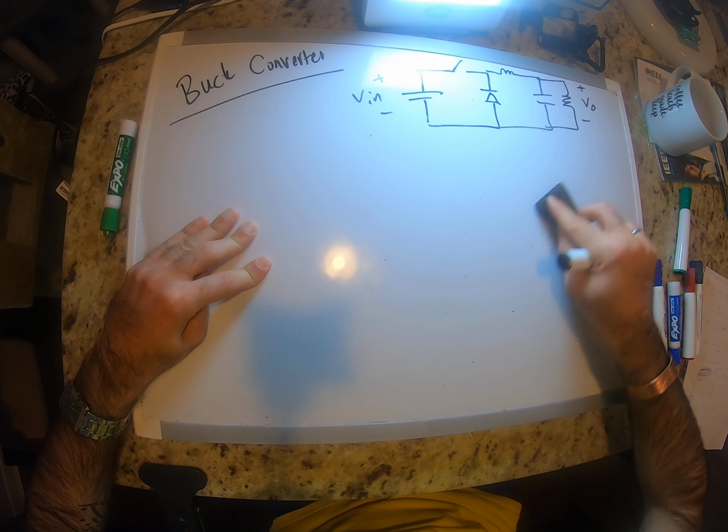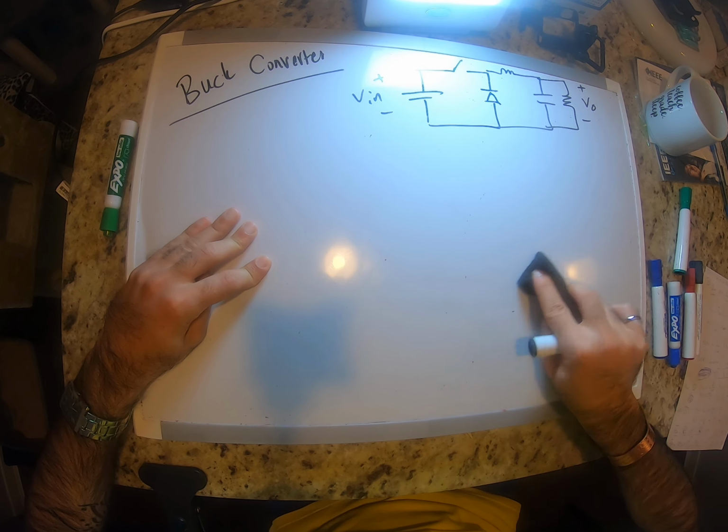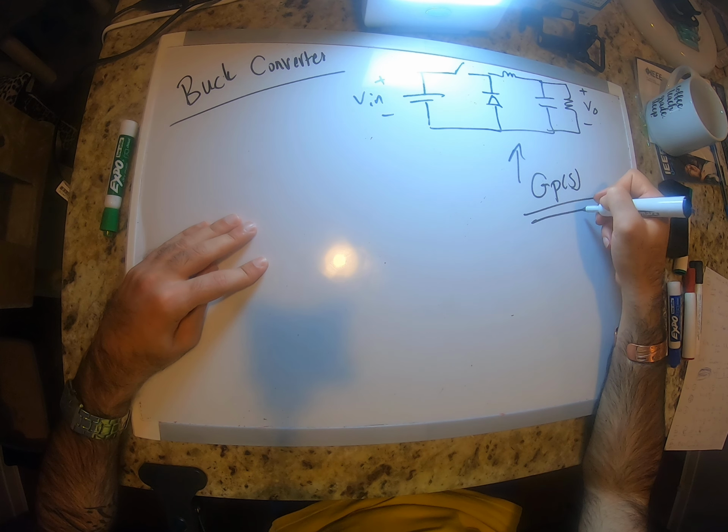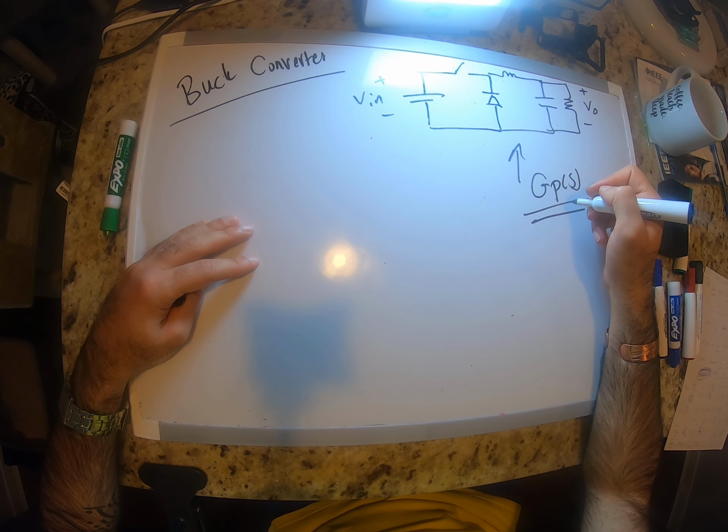But the first thing that we have to do is find the transfer function of this system. We have to find the G P of S. Okay, so that part is not that difficult to do. We did it before the break, but let's do it one more time.